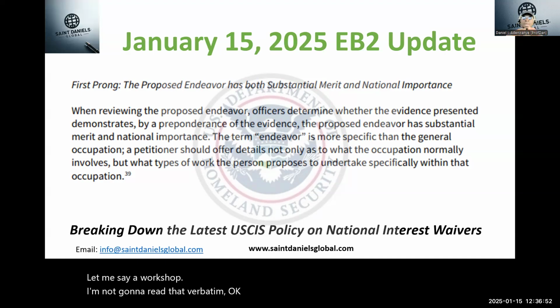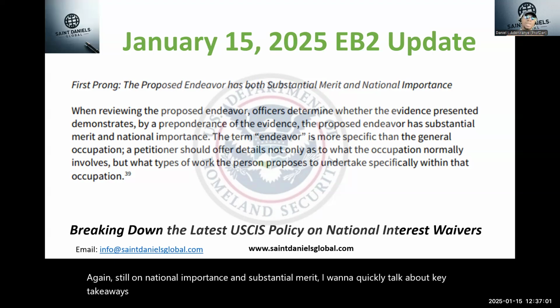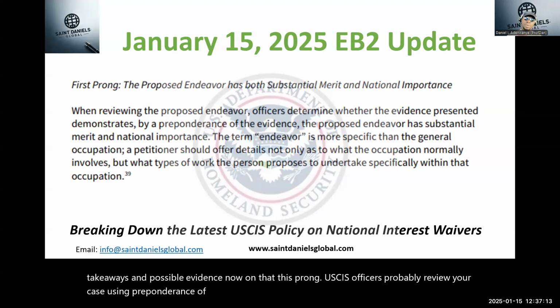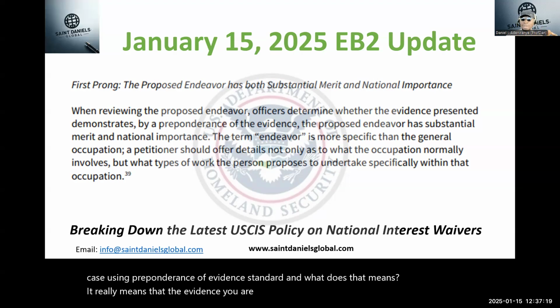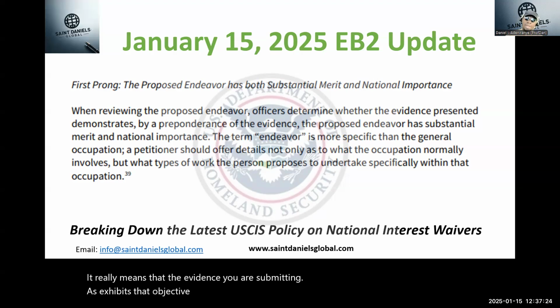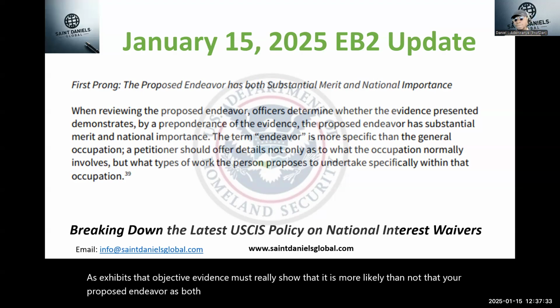Okay, so again, still on national importance and substantial merit, I want to quickly talk about key takeaways and possible evidence. Now, under this prong, USCIS officers probably review your case using the preponderance of evidence standard. And what does that mean? It really means that the evidence you are submitting as exhibits, that objective evidence, must really show that it is more likely than not that your proposed endeavor has both substantial merit and national importance.